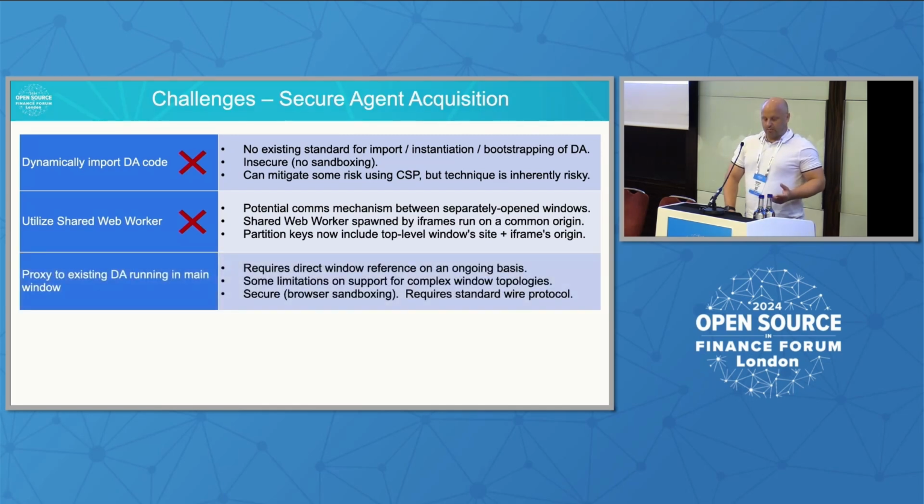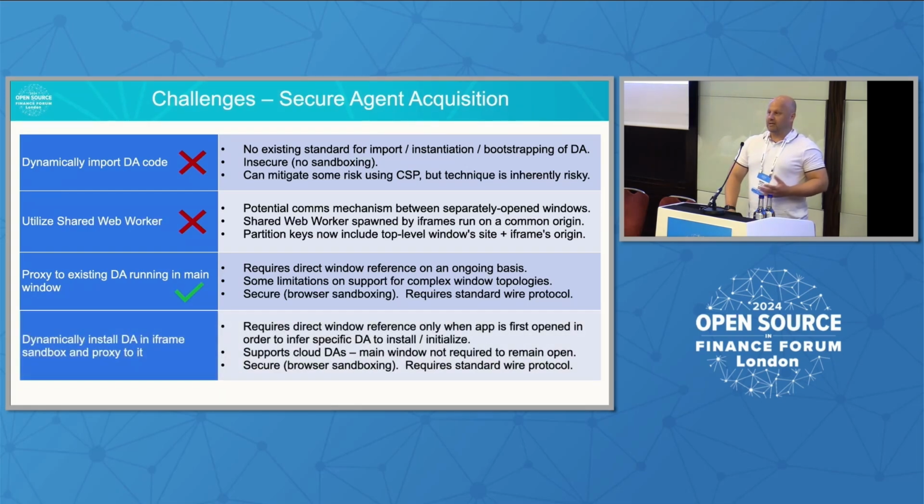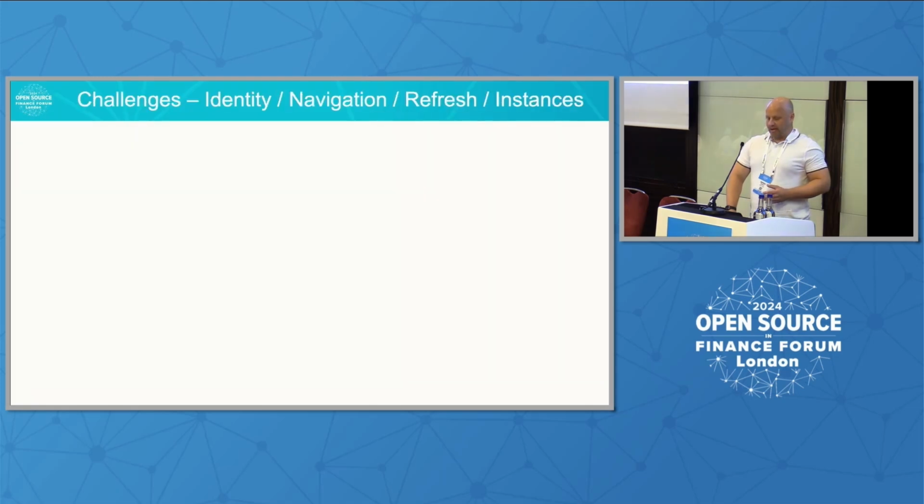The next possibility is to proxy to an agent that's running in a main window. This is secure because it benefits from standard browser sandboxing. This also requires a standard wire protocol. So we can use this. There's a variant of this technique as well that relies on dynamically creating a hidden iframe in the app window, installing an agent in it, and then proxying to it. This is secure and requires a standard wire protocol in the same way as the previous technique. There's a nuance to this one because it does slightly better support cloud-based agents because it doesn't require a main window to remain open for the whole duration of the user's session. So again, that's something we can use.